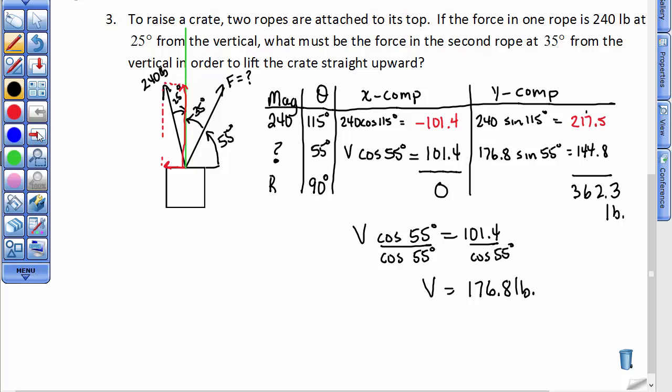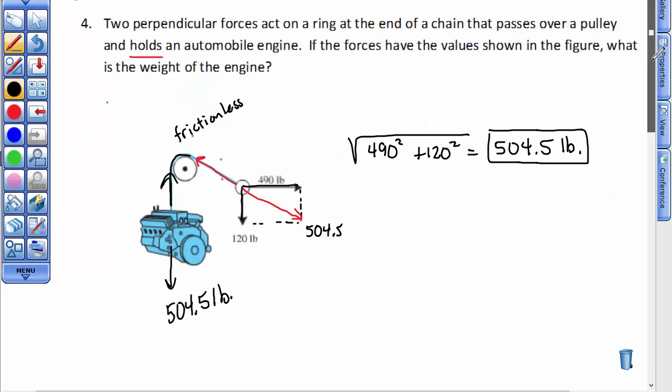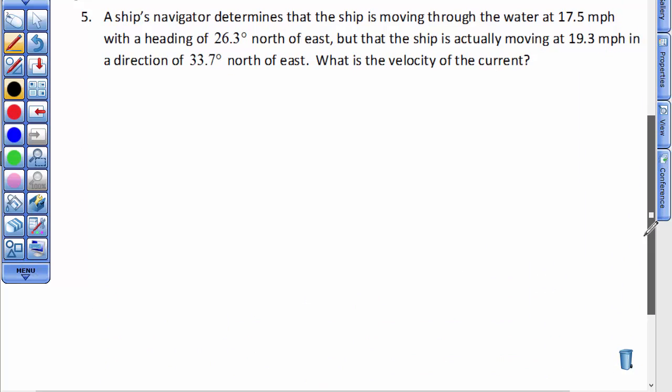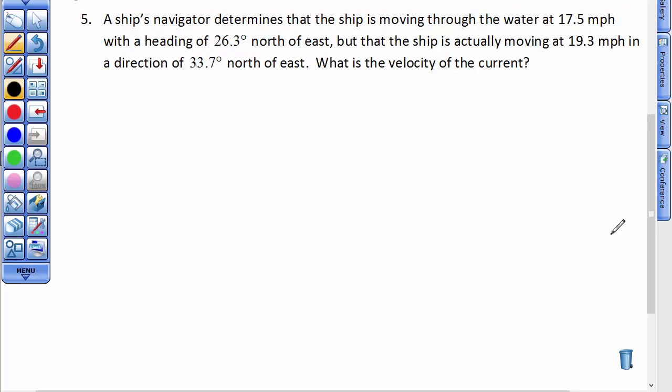Let's go ahead. Similar problem on the next page, and it's question number 5. A ship's navigator determines that the ship is moving through the water at 17.5 miles per hour with a heading of 26.3 degrees north of east. I'm going to go ahead and start drawing a picture of this. And remember, here's east and here's north. And so 26.3 degrees north of east. I'm trying to draw a 26-degree angle here. So hopefully I did a decent job.